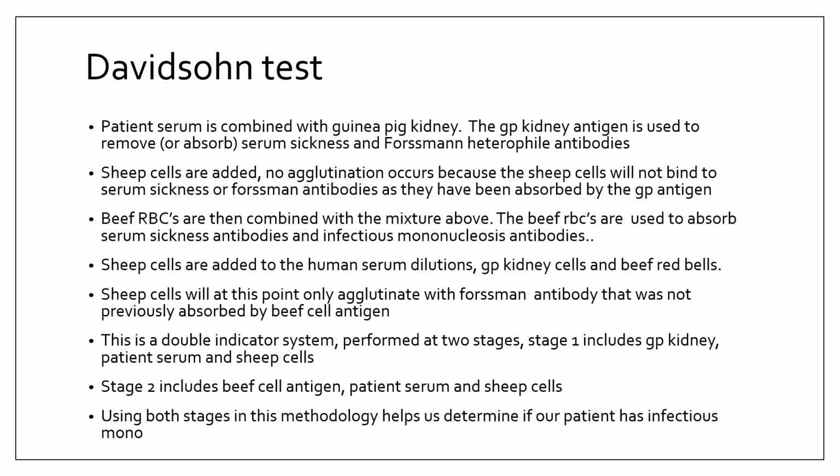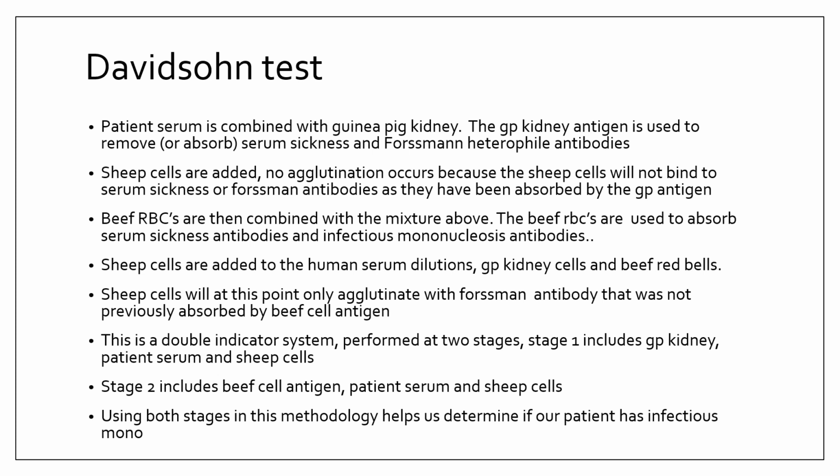Beef red cells are then combined with the mixture above, and the beef red cells are used to absorb serum sickness antibodies and infectious mononucleosis antibodies. Sheep cells are then added to these human serum dilutions with guinea pig cells and beef red cells. Sheep cells will at this point also agglutinate with Forssman antibody that was not previously absorbed by beef cell antigen.